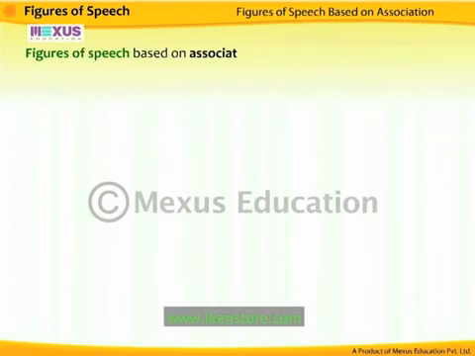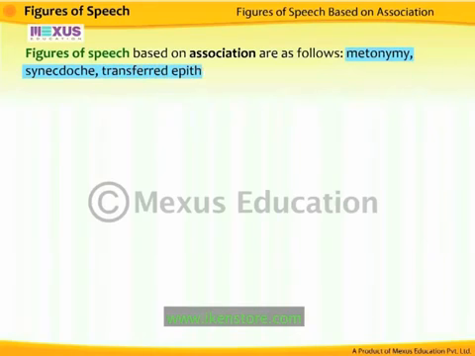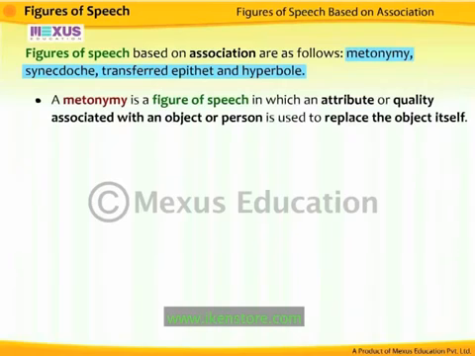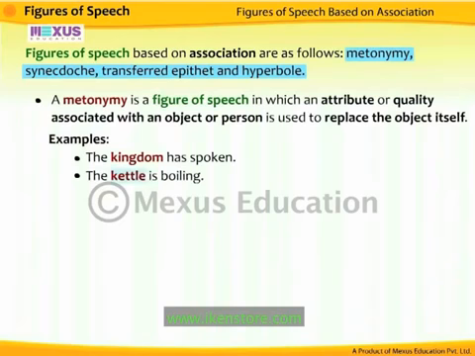Figures of speech based on association are as follows: metonymy, synecdoche, transferred epithet, and hyperbole. A metonymy is a figure of speech in which an attribute or quality associated with an object or person is used to replace the object itself. Let us read some examples. The kingdom has spoken. The word kingdom is a metonymy for the citizens or subjects of the kingdom. The kettle is boiling. Kettle is a metonymy for the water that it is holding. Have you read O. Henry? Here, O. Henry is used as a metonymy for the literary works written by the author.